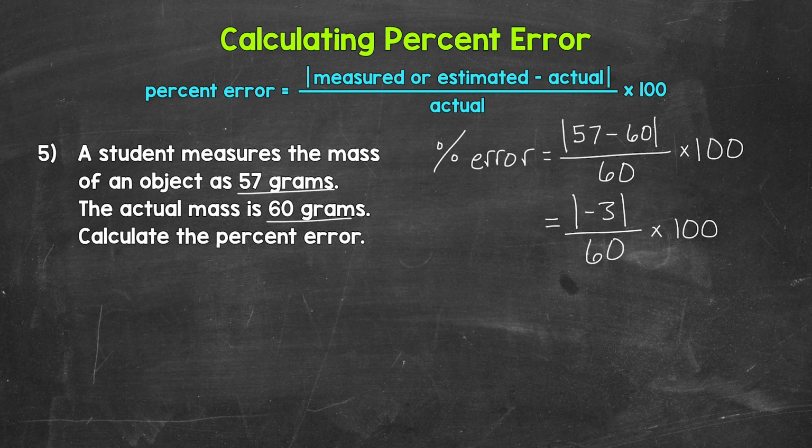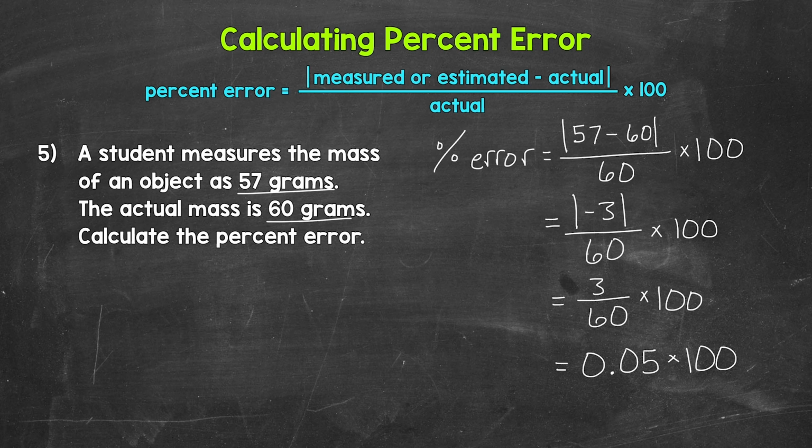Now we take the absolute value of negative 3, which is 3, positive 3. So 3 divided by 60 times 100. And now we divide. We do 3 divided by 60. That gives us 0.05, 5 hundredths. And we need to multiply that decimal by 100 in order to convert it to a percent.